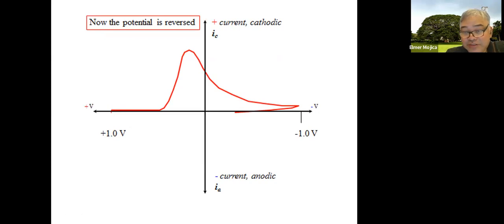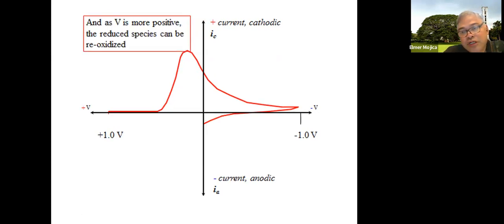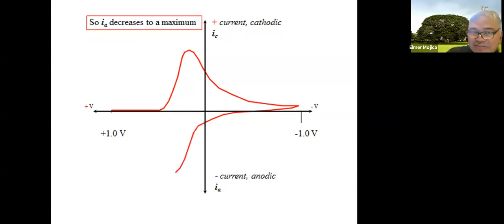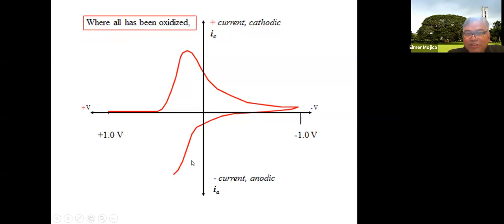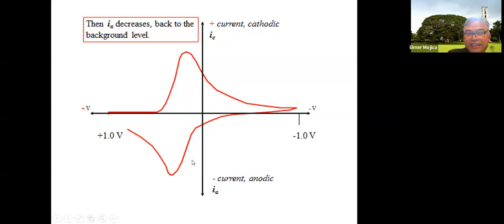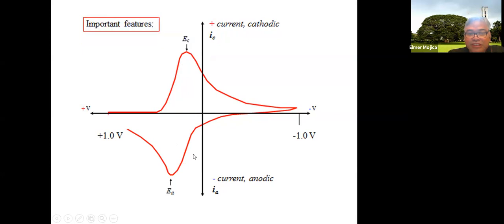Now the potential is reversed, so you reach the opposite end of your sweep. As you ramp the voltage becoming more positive, the reduced species can be oxidized. And what you have here is the anodic current. It reached the maximum. When you say maximum, it's the lowest on this side here. And this is where all of them have been oxidized. And then the anodic peak current decreases back to the background level.